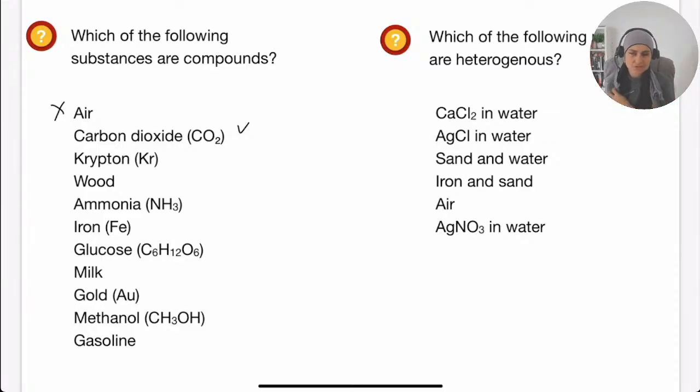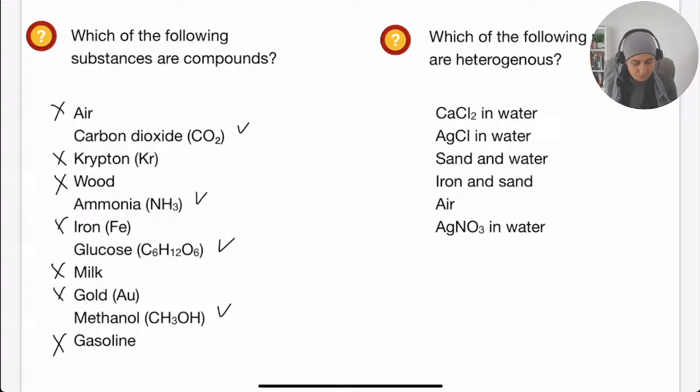Krypton is just one element, so not a compound. Wood is obviously a mixture. Ammonia is a compound consisting of two elements, N and H. Iron is an element, glucose a compound, milk a mixture, gold an element. Methanol has carbon, hydrogen, and oxygen chemically bonded, so it's a compound. Gasoline is a mixture, and we'll know it when we do organic chem.